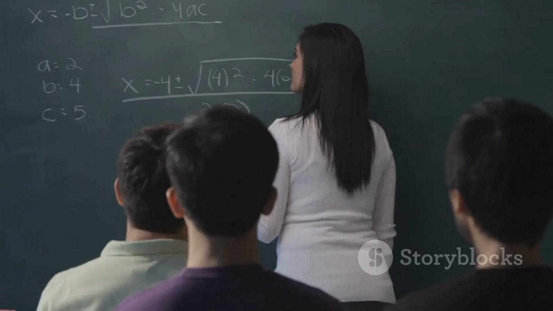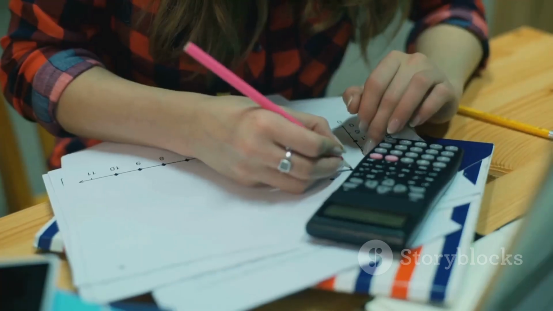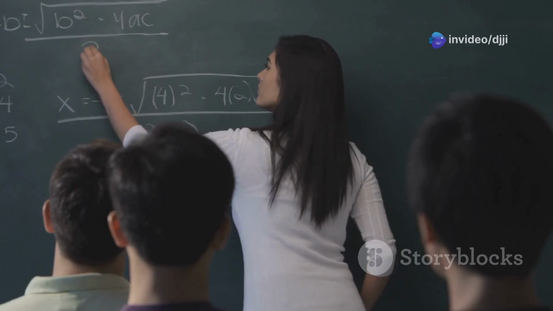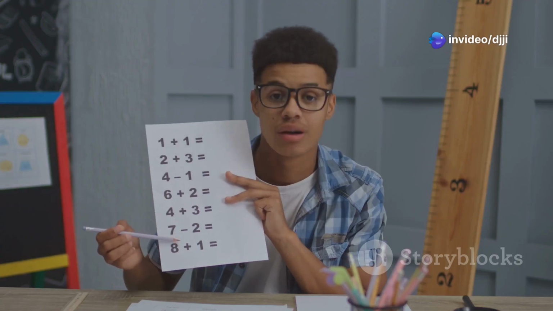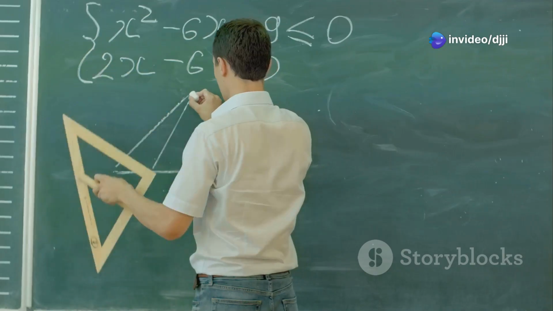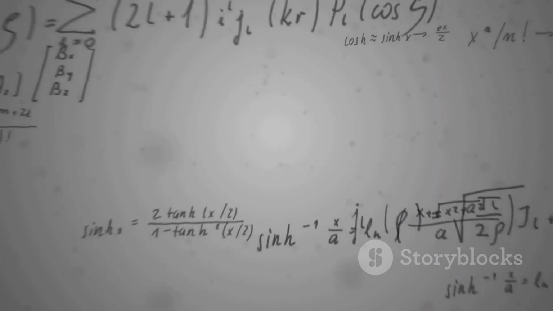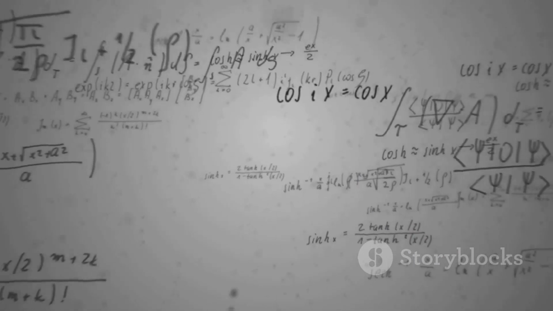Step 3, n equals negative 2. Negative 2 cubed equals negative 8, which is not a root. Step 4, n equals negative 1. Negative 1 cubed equals negative 1, which is not a root. Step 5, n equals negative 6. Negative 6 cubed equals negative 216, which is not a root.